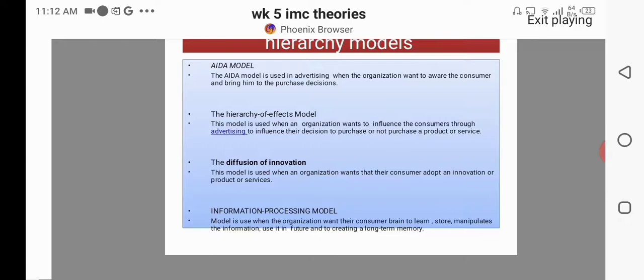The AIDA model is used in advertising to define the stages that exist from the time when the consumer first becomes aware of the product or brand, to when the consumer purchases a product. The AIDA model is one of the most established models alongside all the response hierarchy models. The organization applies the AIDA model to obtain the necessary response from the target consumer through advertisement.